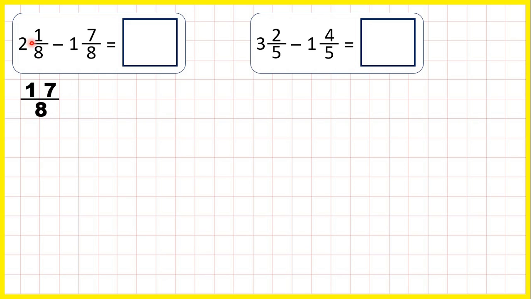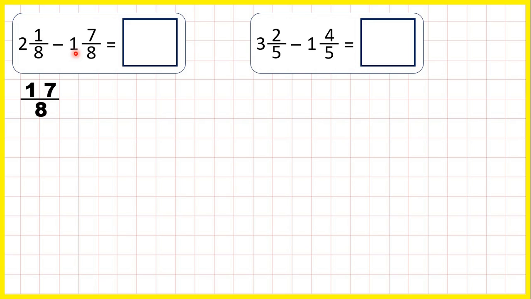That's because to change a mixed number into an improper fraction, we multiply the whole number by the denominator and then add the numerator. So 2 times 8 is 16, plus 1 is 17. So that's our numerator, and the denominator stays the same.